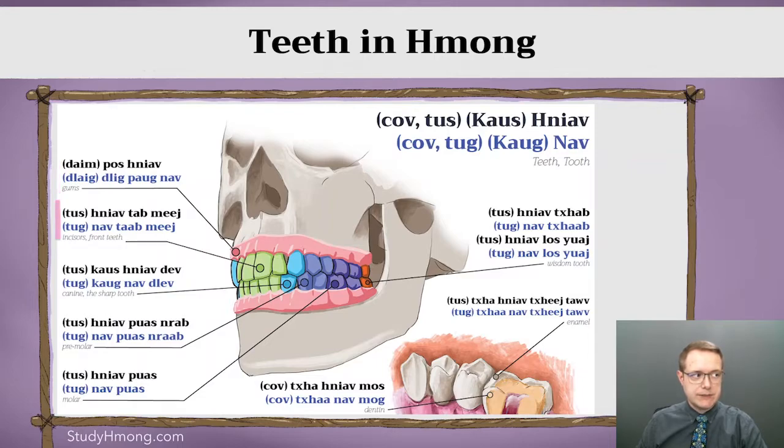As far as teeth are concerned, the front teeth, the incisors, those four teeth in the front, we would call tu nia ta ming, and for green Hmong, tu na tang ming. The sharp tooth, the canine tooth, even though this has the word for dog in it, we would use it with a human as well. We say in white Hmong, tu cao nia day, and in green Hmong, tu cao na lei.